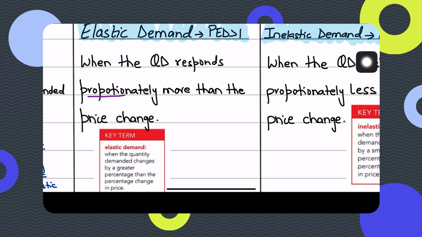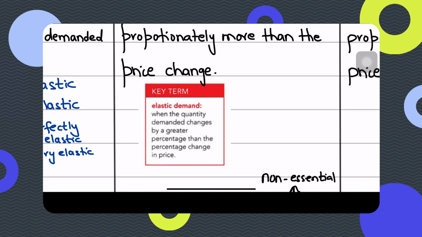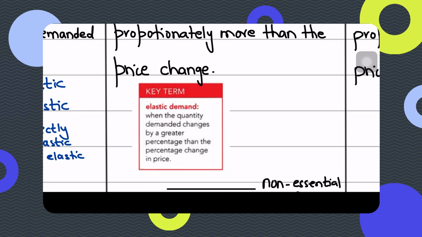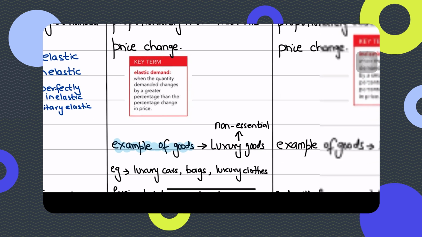This is the way you need to explain elastic demand. Although in terms of explanation, elastic demand means that consumer demand is more sensitive or more responsive to a price change, don't write like that. Don't write more responsive, less responsive. Be very specific that quantity demanded responds proportionately more than the price change. Another thing you can write is that quantity demanded changes by a greater percentage than the percentage change in price. Both are absolutely correct.